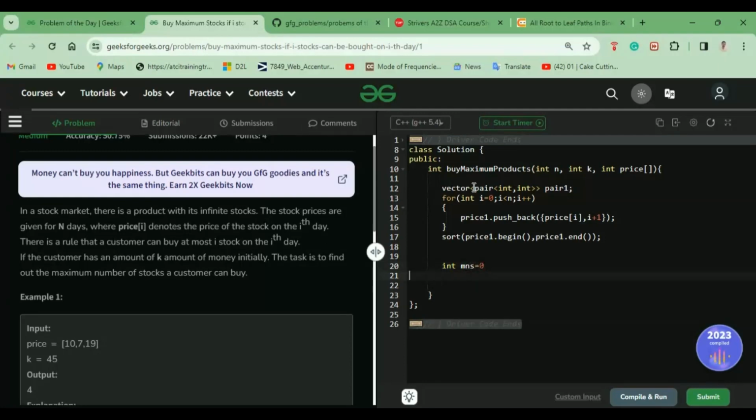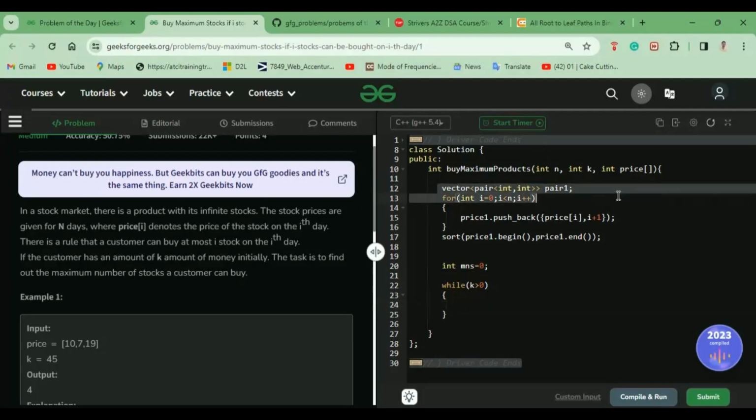This will be our answer. And yeah, so that is it, I think. So we have to run a loop that will end when k value is less than or equal to 0. So we'll run this loop until our value is greater than 0. Now we'll iterate through our price vector, where the first value is the value of that stock, and the second value is the number of stocks we can buy on that day.